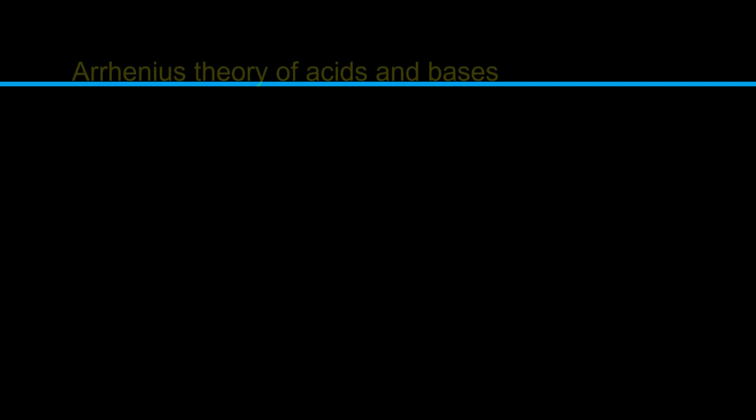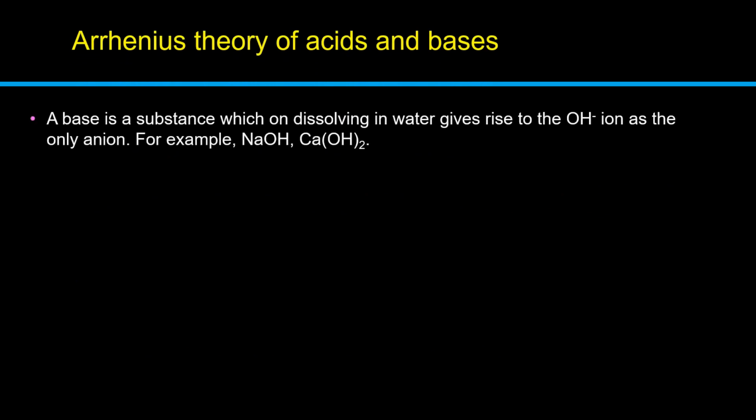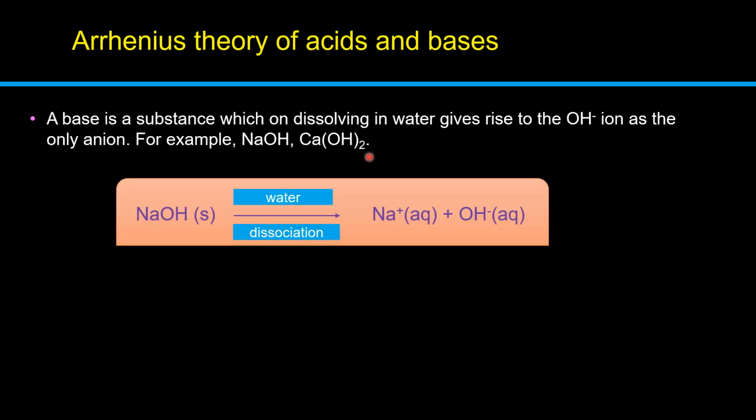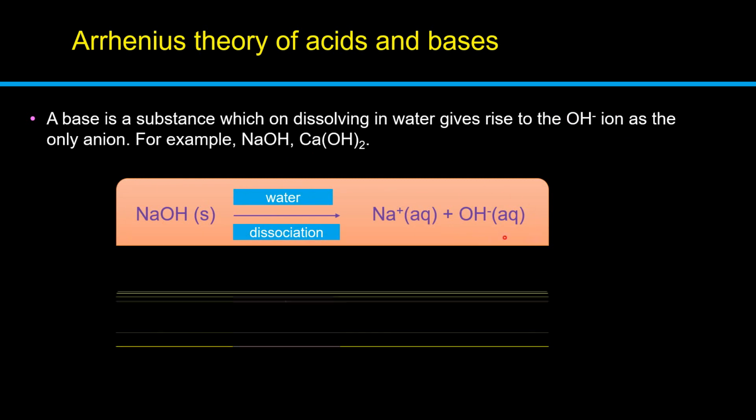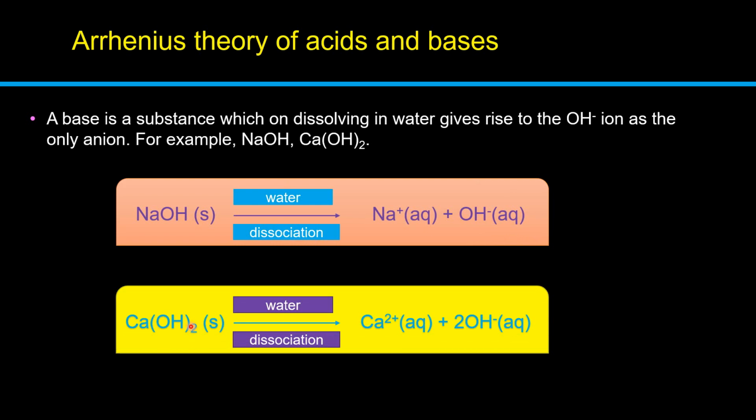Coming back to Arrhenius theory of acids and bases, children. A base is a substance which on dissolving in water gives rise to OH- as the only anion. For example, sodium hydroxide and calcium hydroxide. Sodium hydroxide dissociates in water to give Na+ and OH- in aqueous state, whereas calcium hydroxide gives Ca2+ and 2 OH-. So bases are those that give OH- as the only anion according to Arrhenius.